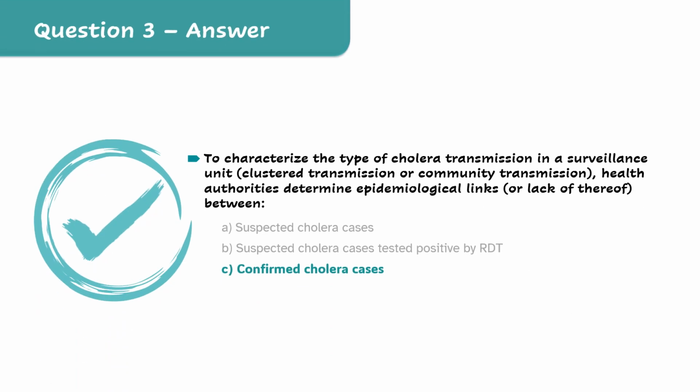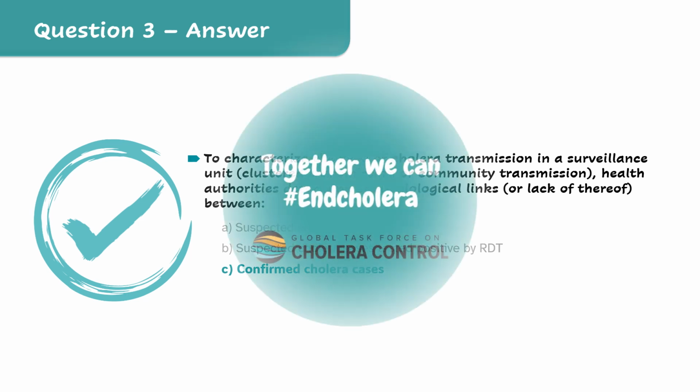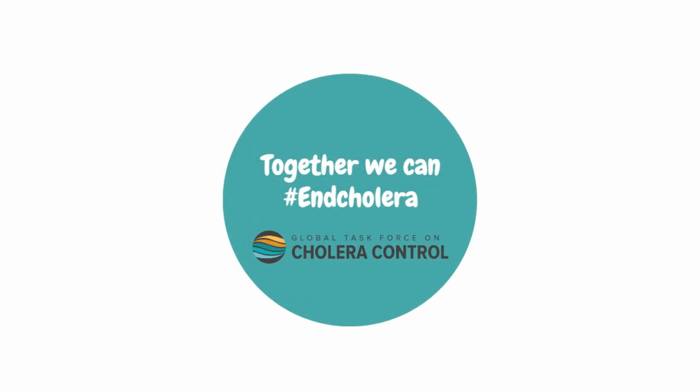The correct answer is C. To characterize the type of cholera transmission in the surveillance unit, health authorities determine epidemiological links between confirmed cholera cases. We have now completed this module.